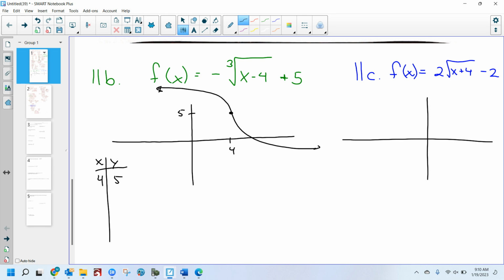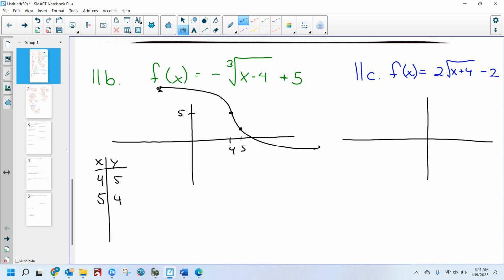What's another strategic point that I know the cube root of? What do I plug in for x? 5? Because 5 minus 4 is 1, and the cube root of 1 is 1, times a negative 1 plus 5 is 4. So 5, 4, which makes sense because it's coming down now. Now, my graph is not to scale.